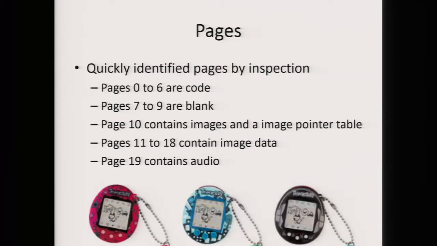So looking at them quickly, I could figure out what they all were. Pages 0 to 6 were code, pages 7 to 9 were unused, page 10 contained a pointer table for images, pages 11 to 18 contained images, and I don't know what page 19 contains, but I'm figuring it's audio, because where else would the audio be otherwise?